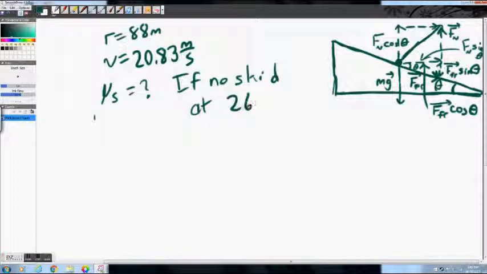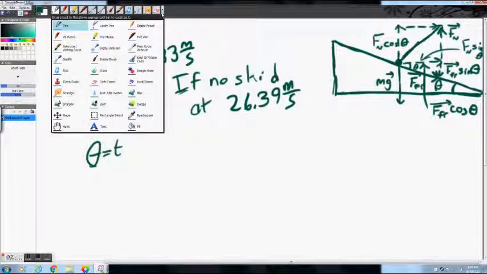This is theta. So, this is the case when Fn sine theta is less than mv squared over r. Therefore, we must have friction. However, we didn't say that banked curves necessarily get rid of the need for friction. They reduce our reliance on friction.